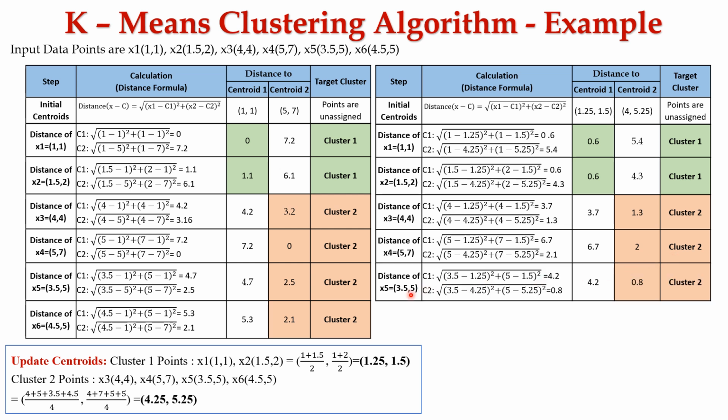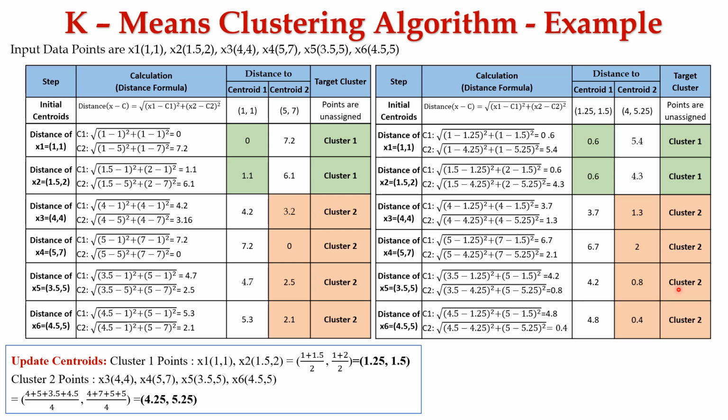Next, the distance between the data point x5 and centroid 1 is 4.2 and the distance between x5 and centroid 2 is 0.8. Since the minimum value is for centroid 2, the data point x5 is assigned to cluster 2. Similarly, the distance between x6 and centroid 1 is calculated as 4.8 and the distance between x6 and centroid 2 is calculated as 0.4. The minimum value is 0.4, which is for centroid 2. Therefore, the data point x6 is assigned to cluster 2.